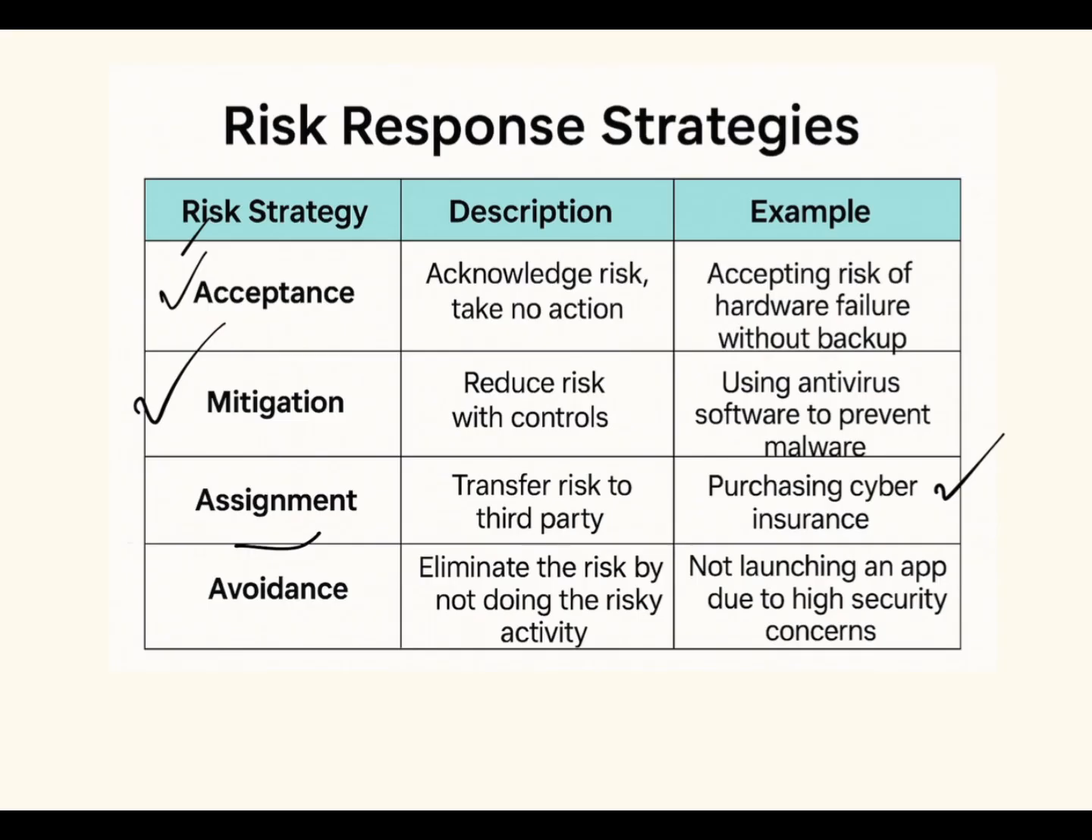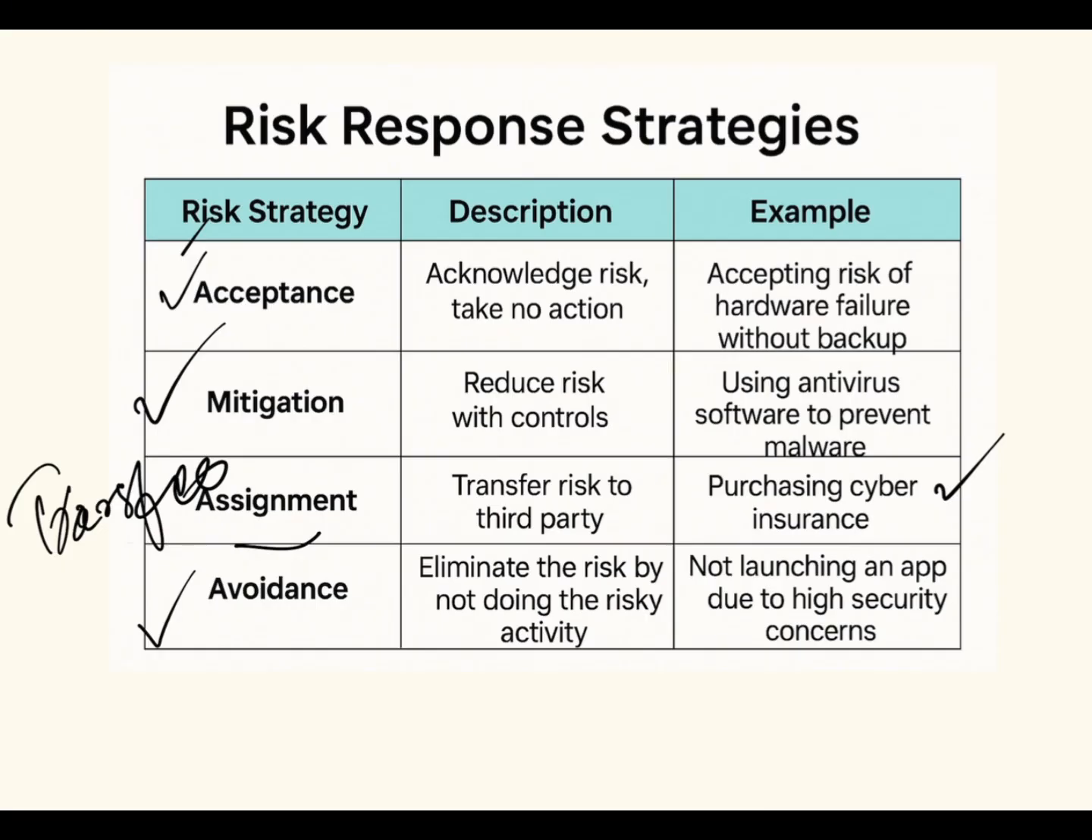The third is risk assignment. Risk assignment, we call it risk transfer. So you pass the risk to a third party. Common methods are insurance or outsourcing, for example, buying cyber insurance to cover potential losses from data breaches, right? So the last is risk avoidance.